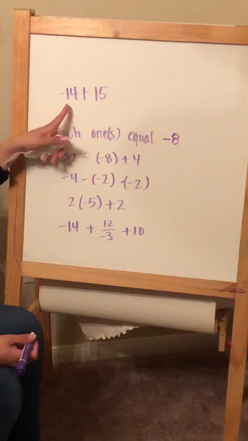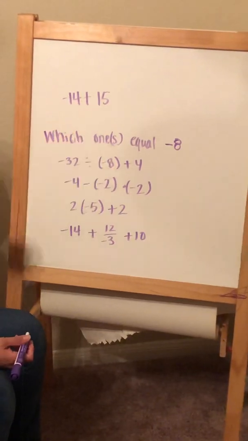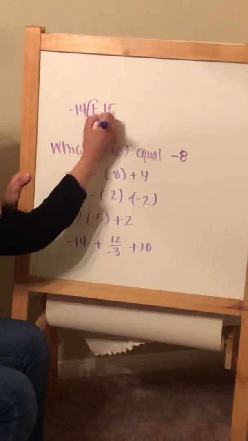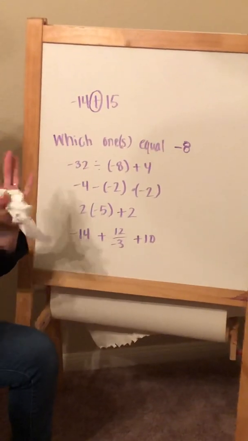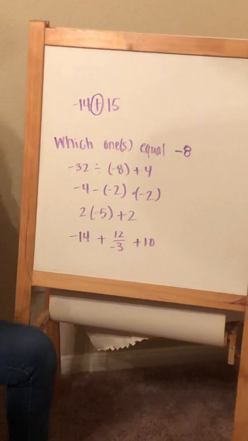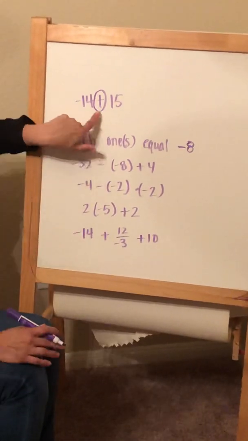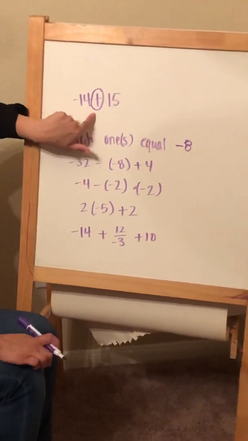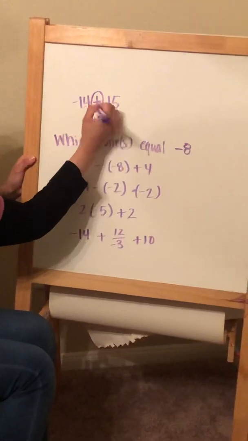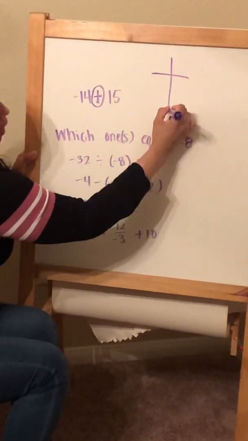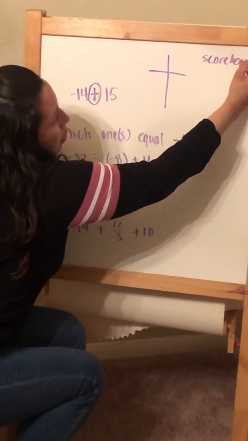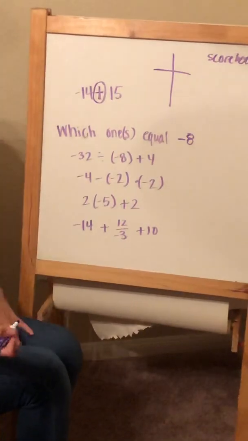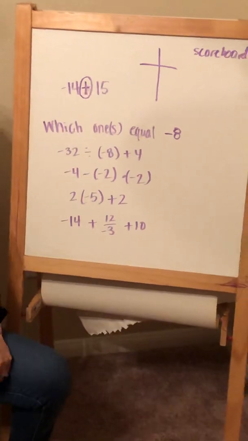So now I've got -14 plus 15. The great thing about this, it's an addition problem already. So I'm not going to use save, change. You only use that when you've got a subtraction problem. But I've got an addition problem. When you have an addition problem, this addition sign looks exactly like your scoreboard sign. So you're going to use scoreboard. Remember the positive pirates and negative ninjas?